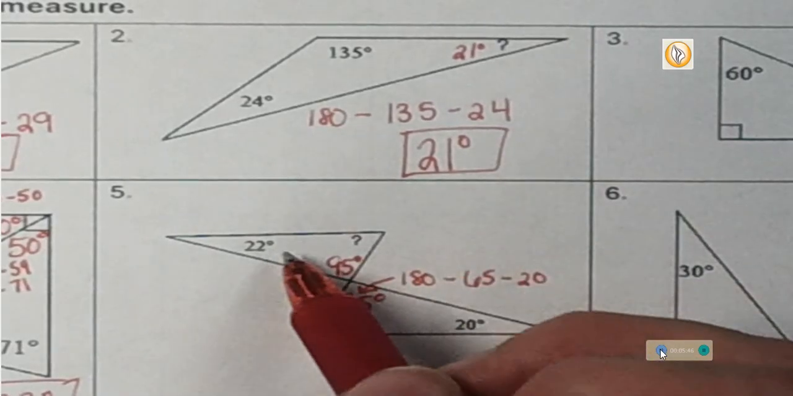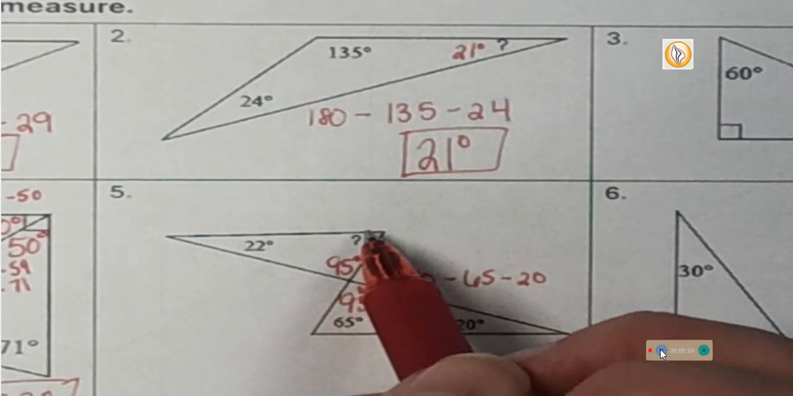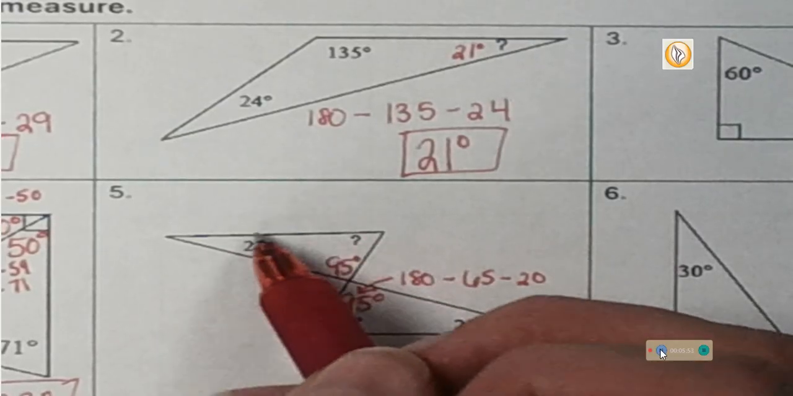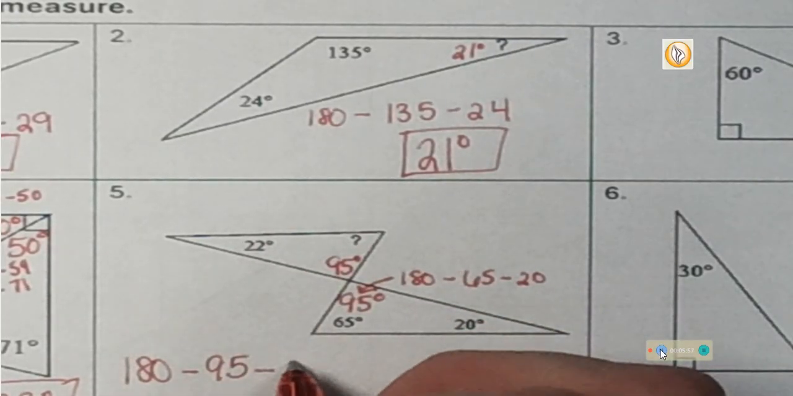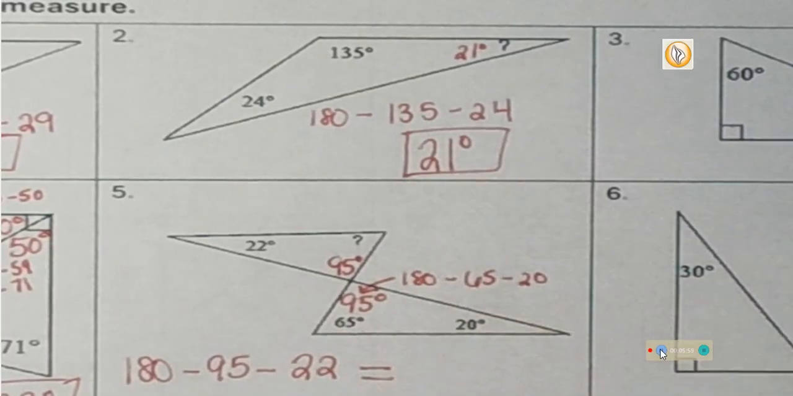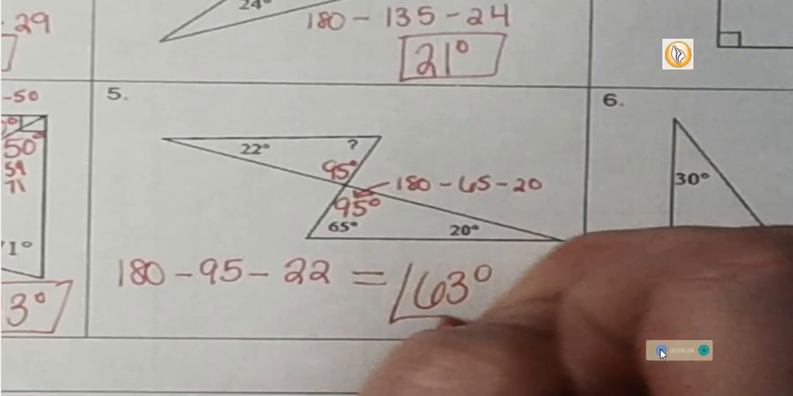Now, 95, 22, and this mystery angle add together to give you how much? 180. So you would do 180 minus the 95 minus the 22. And what does that give us? 63 degrees.